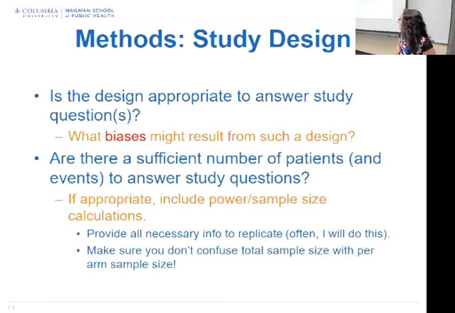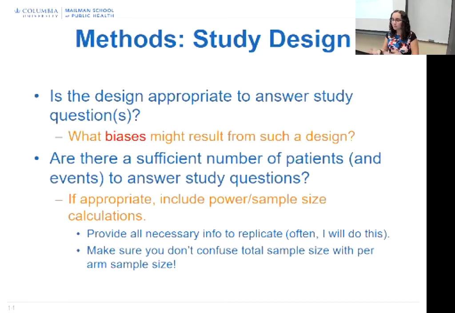And one big warning, make sure you don't confuse the total sample size with the per arm sample size. So a lot of software will compute the sample size for you, and it'll tell you you need 50 people. But really what it means is that you need 50 controls and 50 treatment people. This has happened in real life.